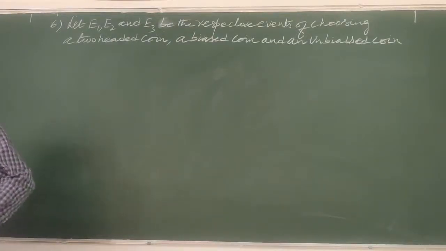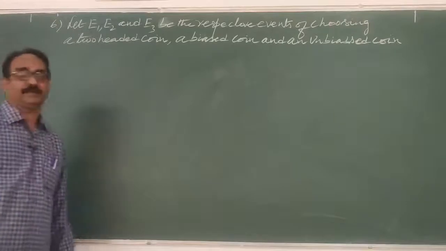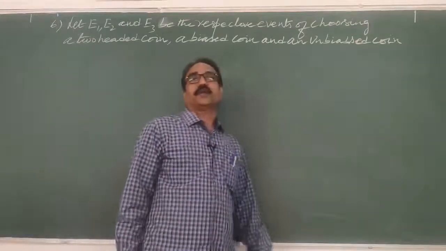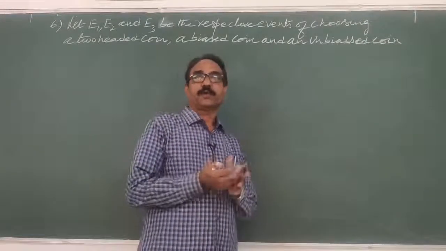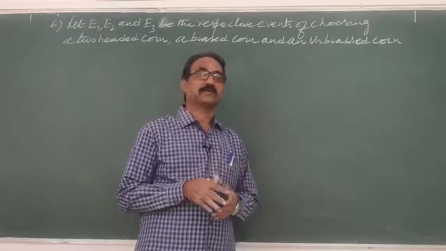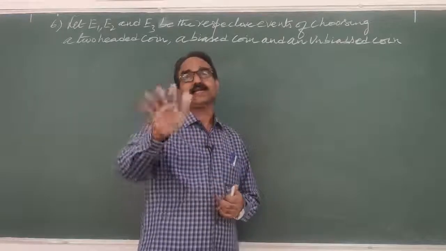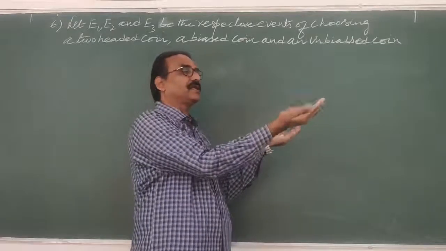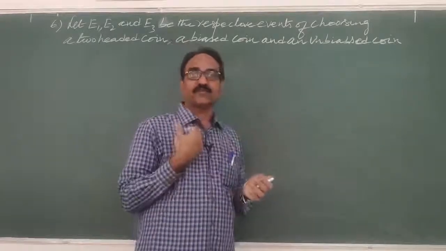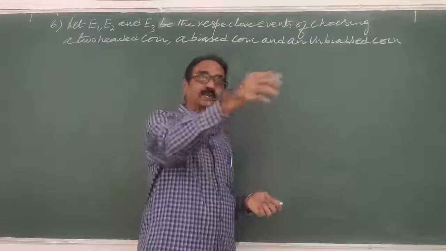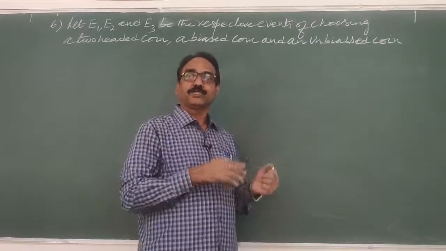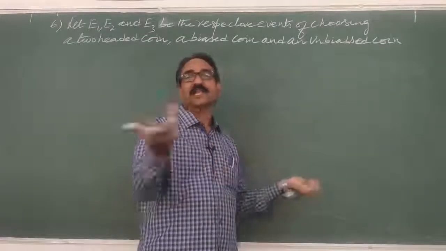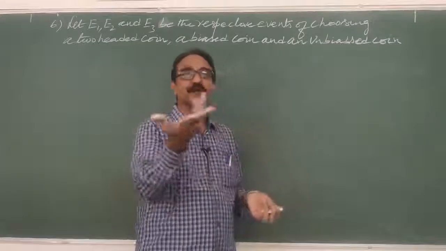Here you should not get confused. He has given a two-headed coin, an unbiased coin, a biased coin, the properties of the coins. Here one coin is there, here one coin is there, here one coin is there. So first of all, you have to select one of the coins. The coins are equally likely. Out of 3, you have to select one, which means 1 by 3 only.